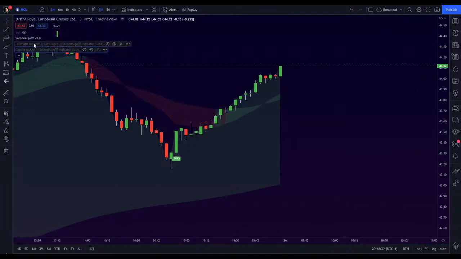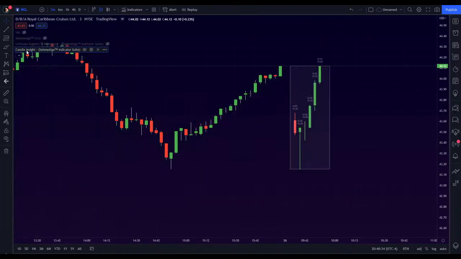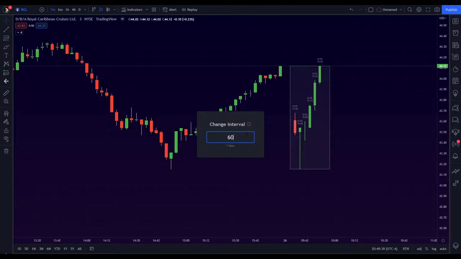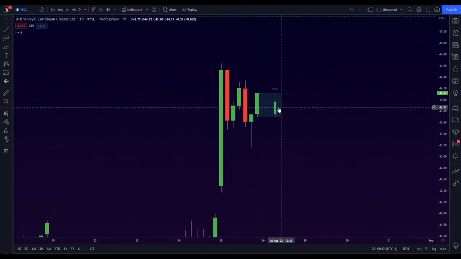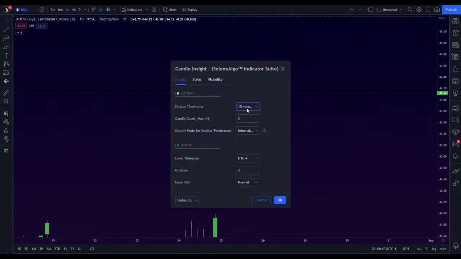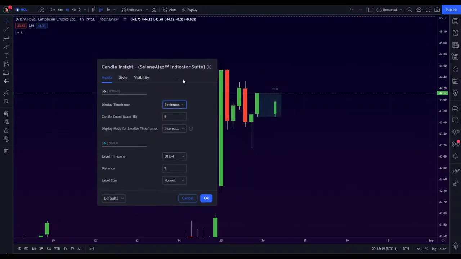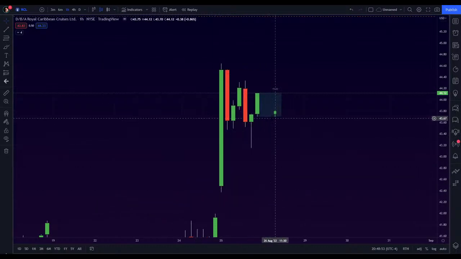So right now we're on the 3-minute. Go ahead and change over to a much higher time. Go to like 1 hour, for example. Perfect. All right. So within Candle Insight, now change that to like 5 minutes, and then bump up your candle count. You can just throw it to anything. Doesn't really matter. It's fine.